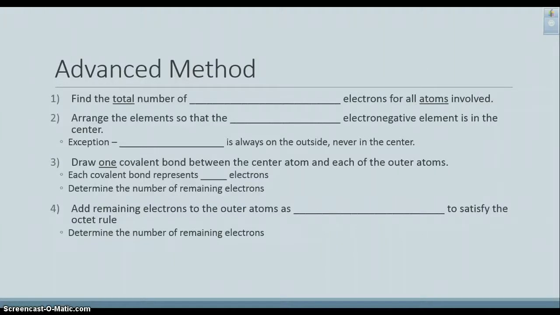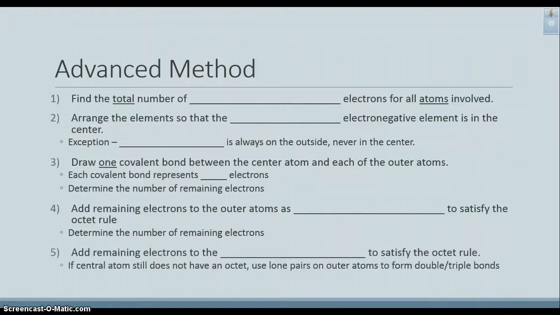Make sure they also don't end up looking like another covalent bond where you put it between two atoms. They should be assigned just to the central atom, and they should be completely independent of any other atom. And at this point, again, determine how many electrons you have. And step number 5, add remaining electrons to the center atom to satisfy the octet rule.